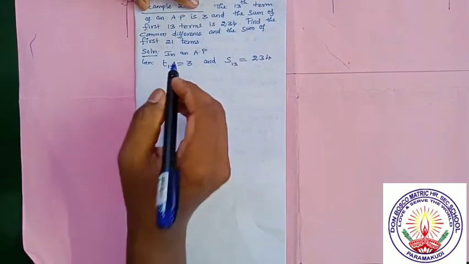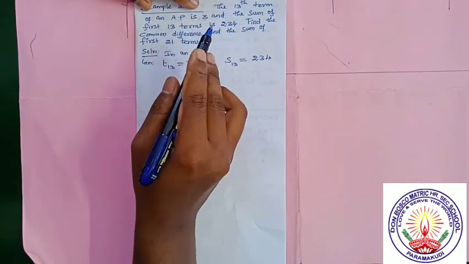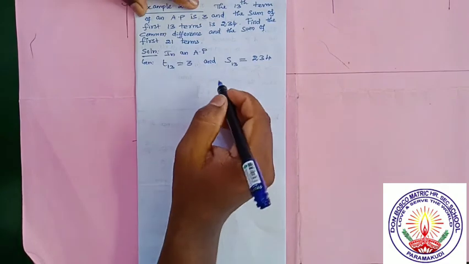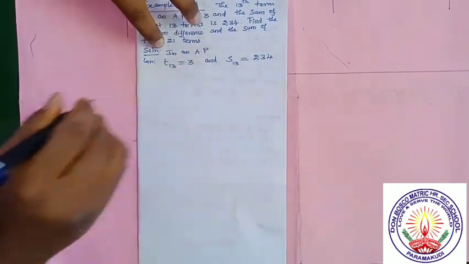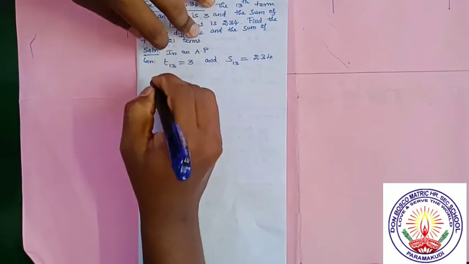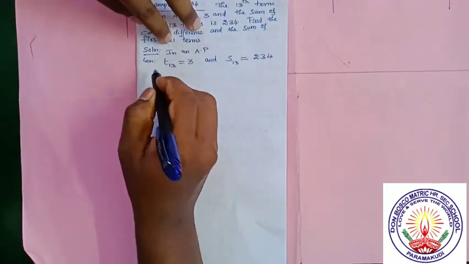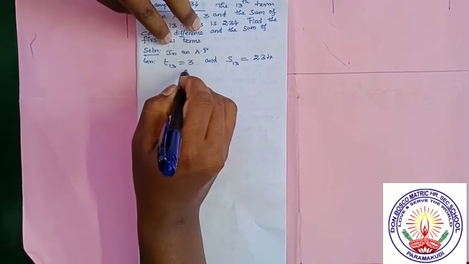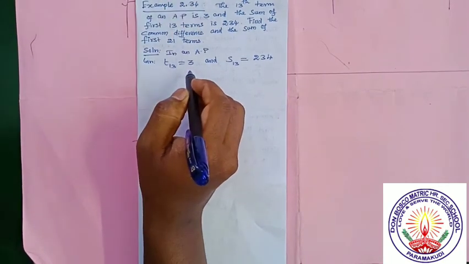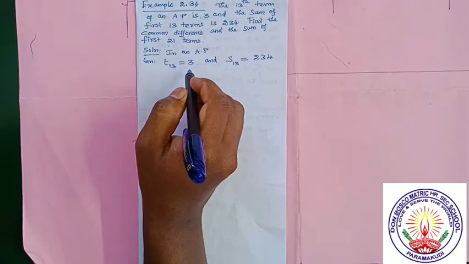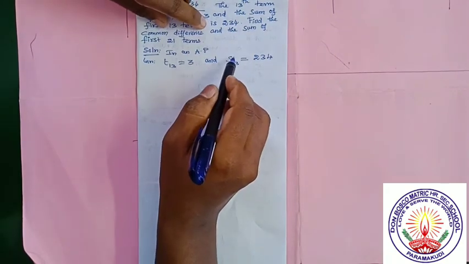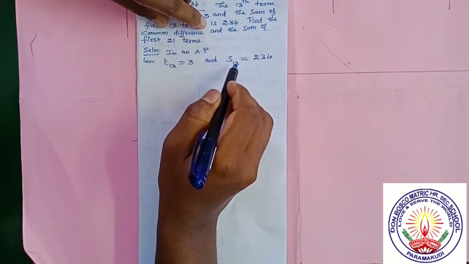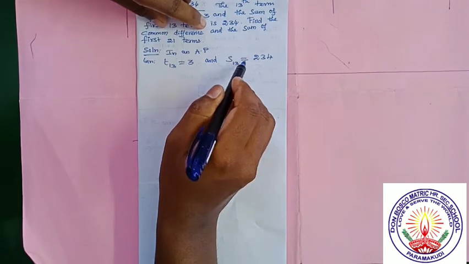So D and A we have to find. If we find A and D only, we can find S21. So let us find by the given information. We have to change these informations in terms of A and D. We know that in an AP, Tn is equal to A plus n minus 1 into D. The same way, Sn is equal to n by 2 into 2A plus n minus 1 into D.